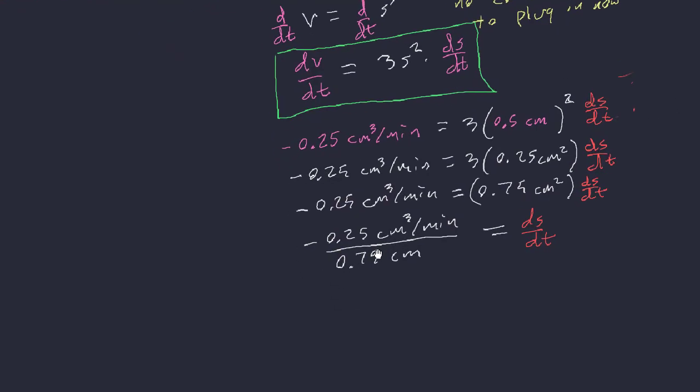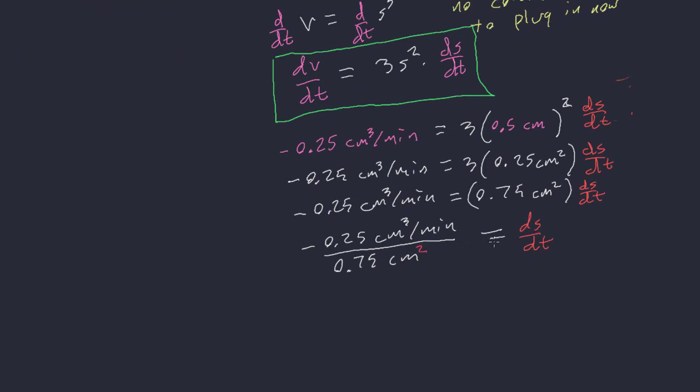Okay? And when we do this, and sorry, that's a centimeter squared there. One nice thing about doing this with the units, we'll see that they cancel correctly. Centimeter squared cancels with 2 of these and leaves just a centimeter. So we end up with 0.3 repeating centimeters per minute. And that's our ds dt.